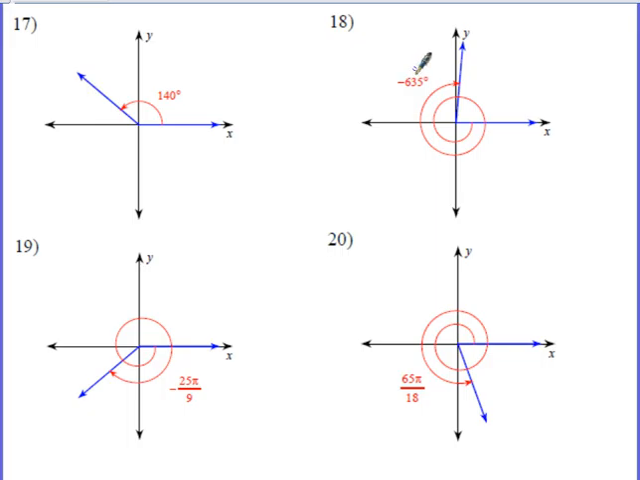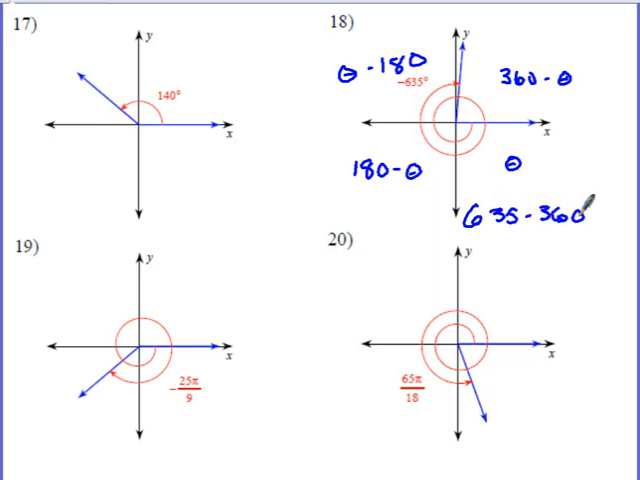So this is negative 635. Already I know that I'm going to have to switch the quadrants. So this one becomes 360 minus the angle. This is just the angle. This is 180 minus the angle. And this is the angle minus 180. And it's already bigger than a circle. So what I need is for this number to be less than 360. So I'm going to take 360 degrees away from this number. So 635 minus 360 gives me 275 degrees.